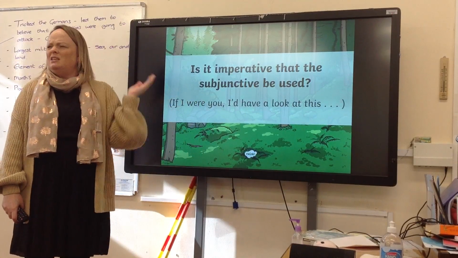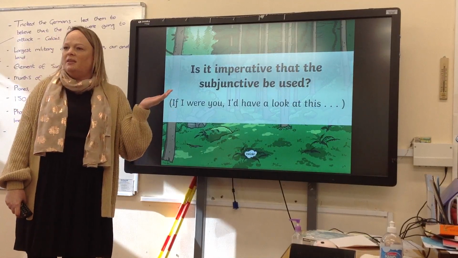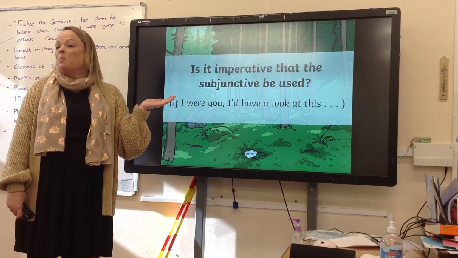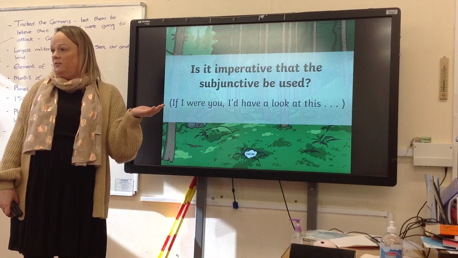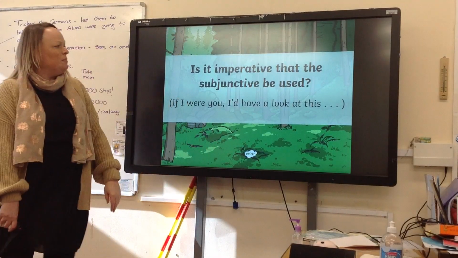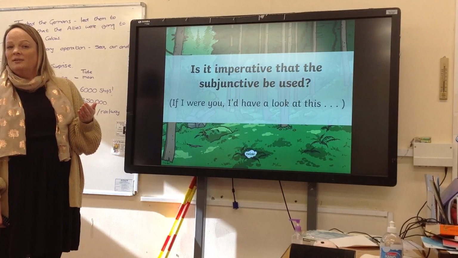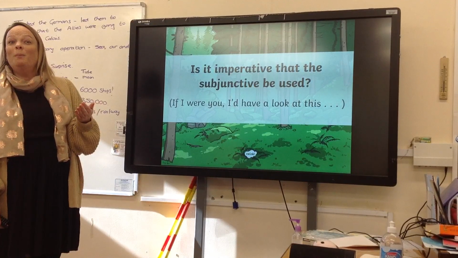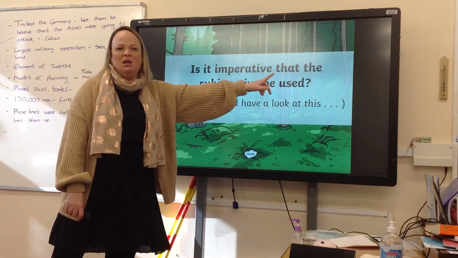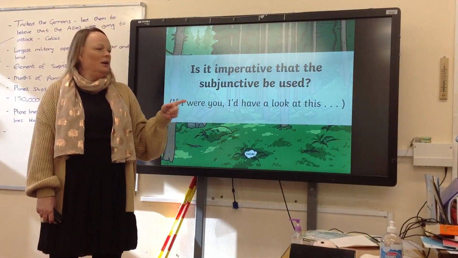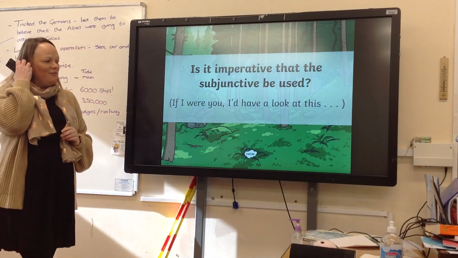writing. Can you remember, was it yesterday, where we looked at formal language? Part of that formal language was using the subjunctive. It is imperative. That's another example of formal language. Now we talk about synonyms. It is really important that the subjunctive be used. It's also up-levelling that word. It's using a synonym, isn't it? Making it more formal. If I were you, I'd have a look at this.